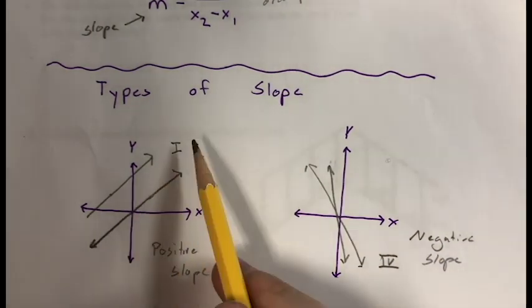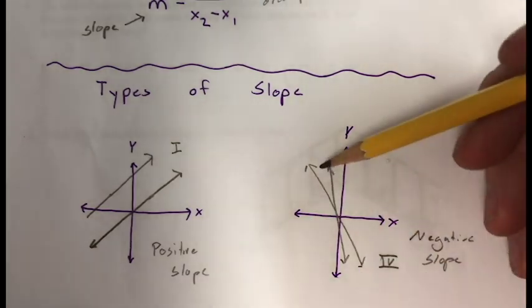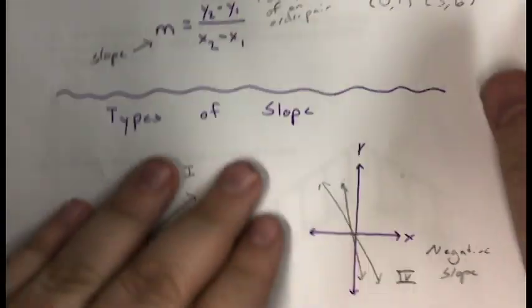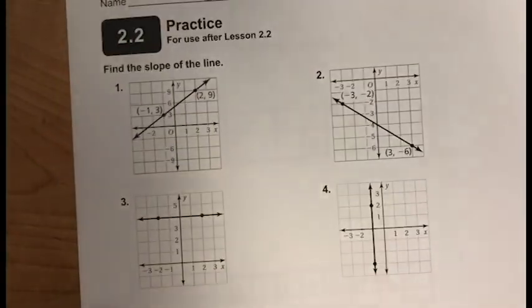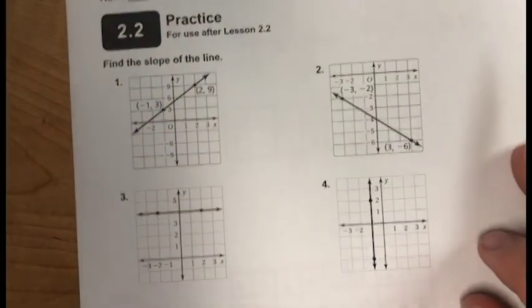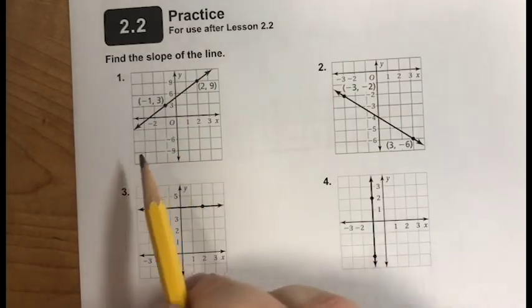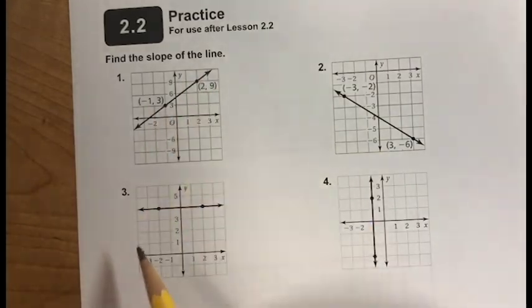So if the line goes into the first, it's positive. If it goes into the fourth, it's negative. All right, so just a couple of things to talk about. So let's hit some major issues. It tells me to find the slope of a line, and in this part, we're really lucky. It actually gives me the 2 points.